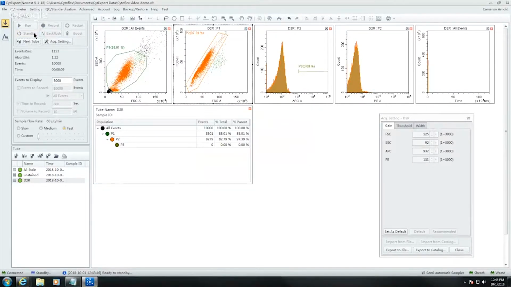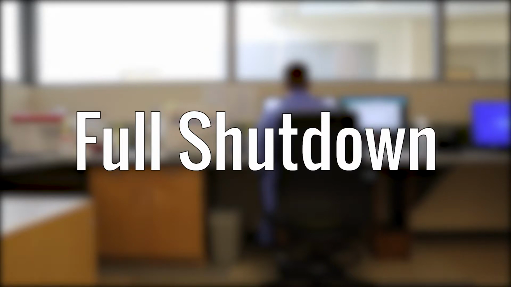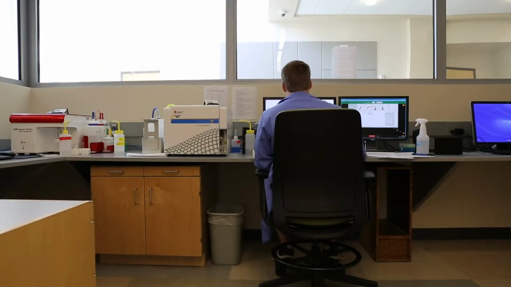Leave the instrument on. Full shutdown. This is done by technicians at 5 p.m., or you do it if you are working after hours. It takes about 25 minutes.